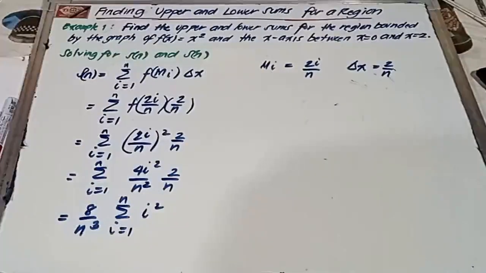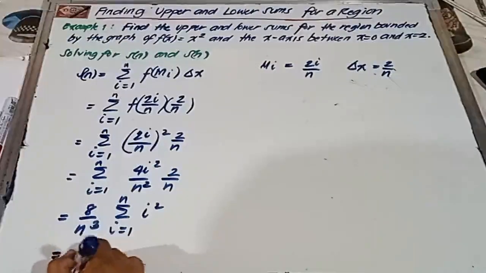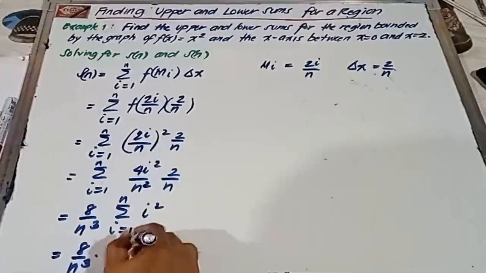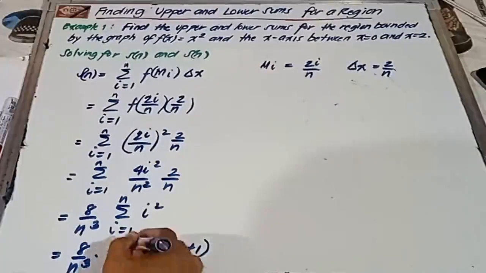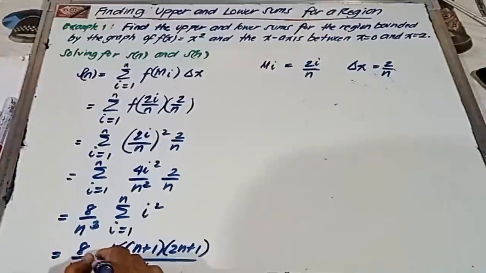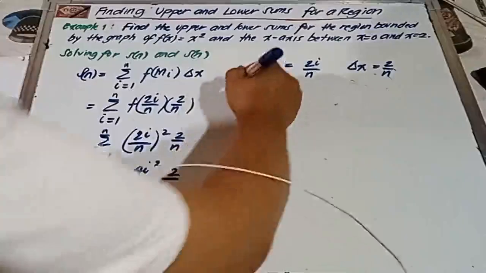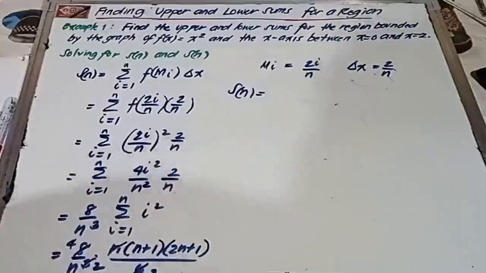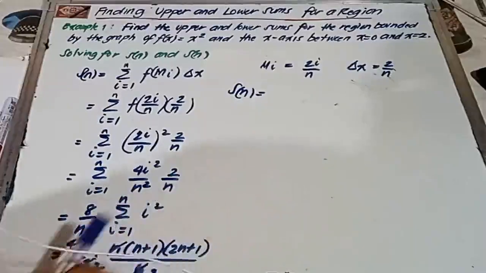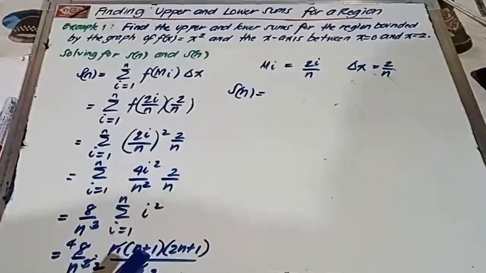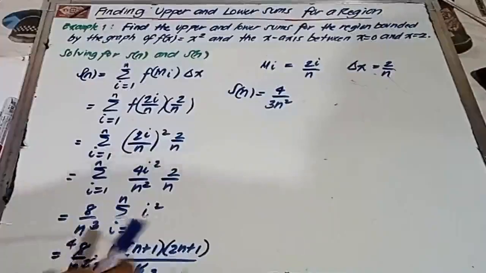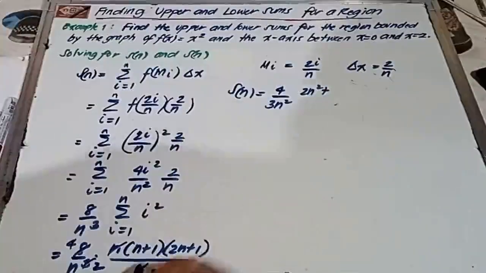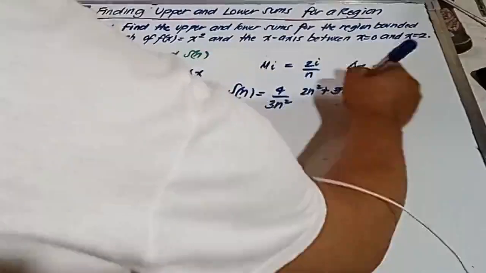So gamit yung formulas ng ating sums of powers of integers, we have 8 over n cubed times n times n plus 1 times 2n plus 1 over 6. Okay. Cancel yung isa. We have here 3. This is 4. So we have S of n, which is the upper sum. Expand natin to. So we have 4 thirds over n squared. Expand natin to. So this is 2n squared plus 2n plus n, which is 3n plus 1.